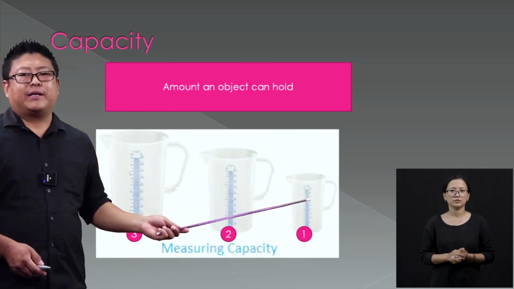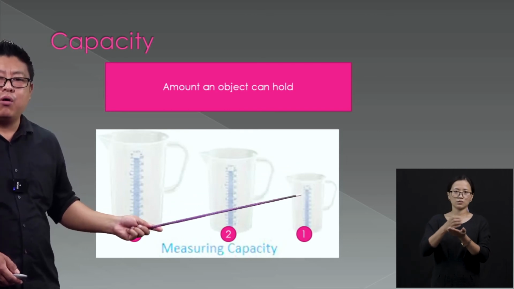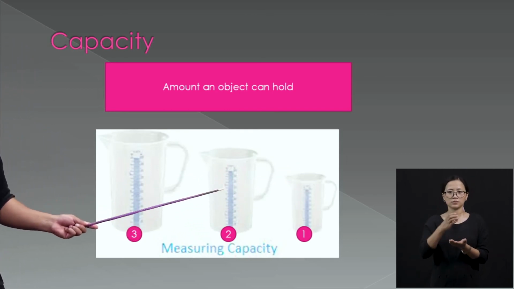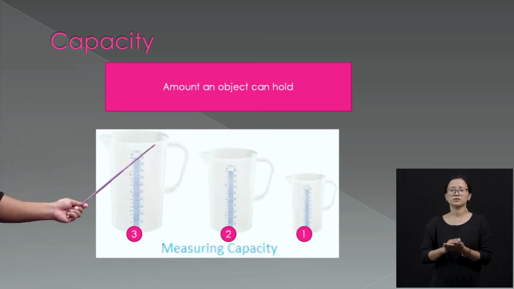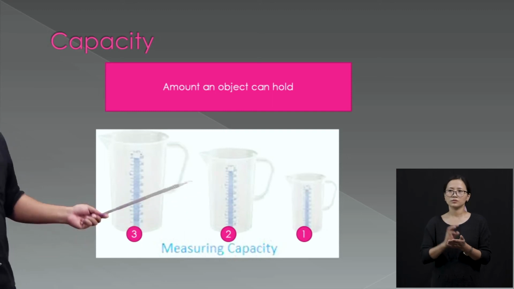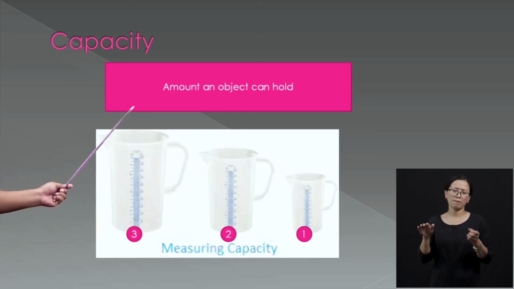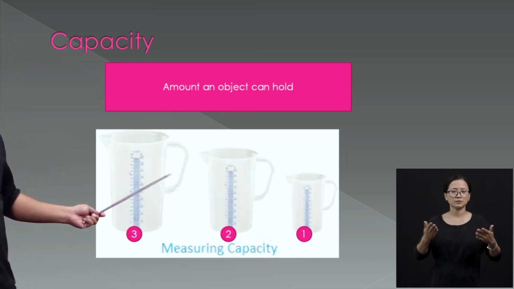But just by looking at it, we can say that the first cup will hold less water than the second cup. The second cup will hold less water than the third cup. So that means the third cup will hold the most water, right? It can hold more water than the two of them. So this is another way of measuring.